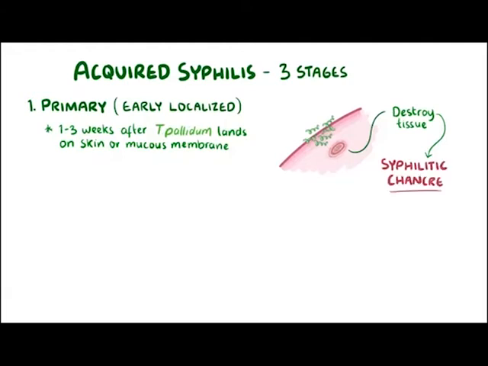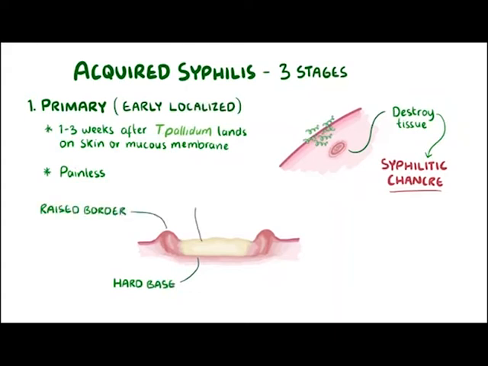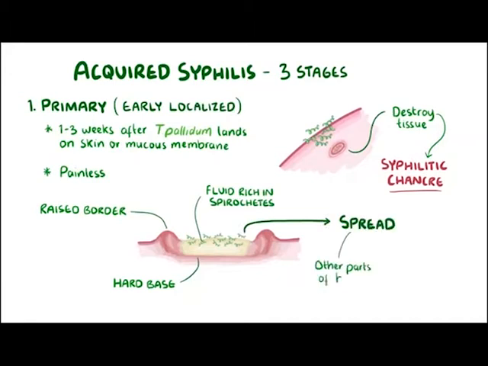A syphilitic chancre is actually painless, and you can remember that by dropping the R to make it "chancre," like you're cured of the pain, if you know what I mean. These chancres have a hard base, raised borders, and are usually covered in a fluid rich in spirochetes, and this can spread to other parts of the body as well as other individuals.